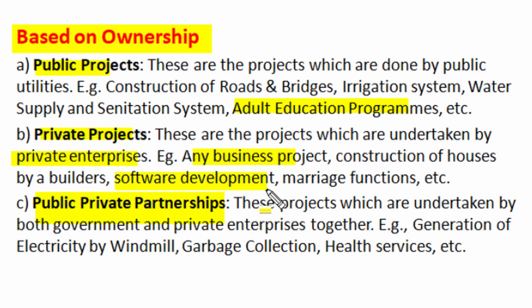Now, software development by an IT company or marriage function of a family, all are private projects. Whereas there are some activities where we take advantage of both public and private functioning, and public private partnership projects are undertaken for that, where both private enterprises and government agency work together, such as generation of electricity by windmills, garbage collection in an urban location, health services in a certain area. All are undertaken as PPP, public private partnership projects.